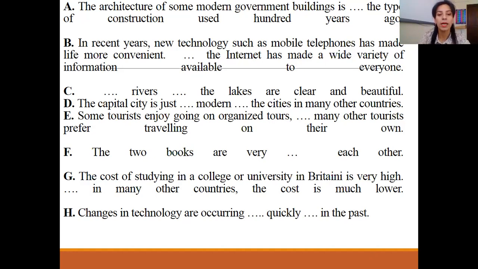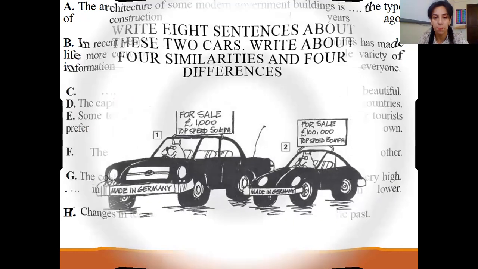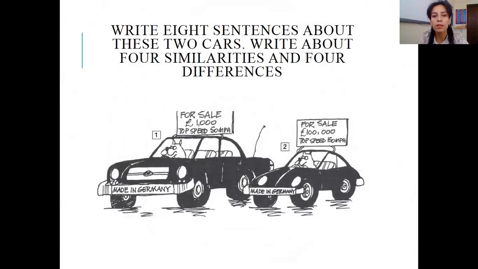So, dear students, we analyzed with you also here in the examples the usage of the comparative and contrastive structures, how they are and in what cases they are used in sentences. So now, dear students, look at these two pictures and write 8 sentences about these two cars. Write about 4 similarities and 4 differences.